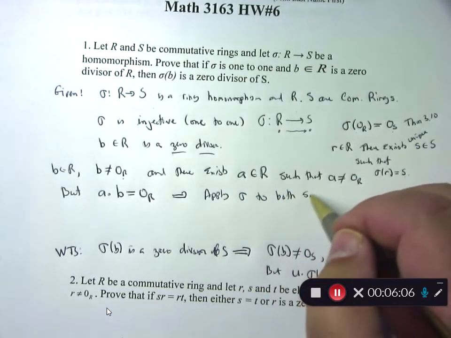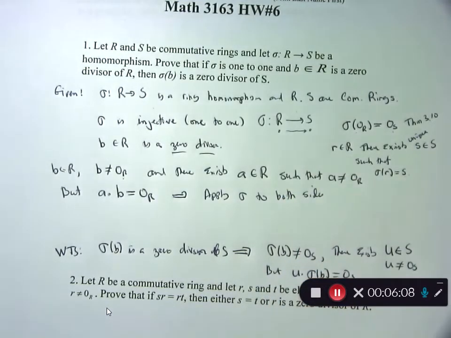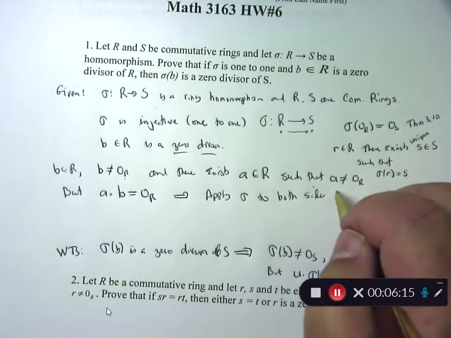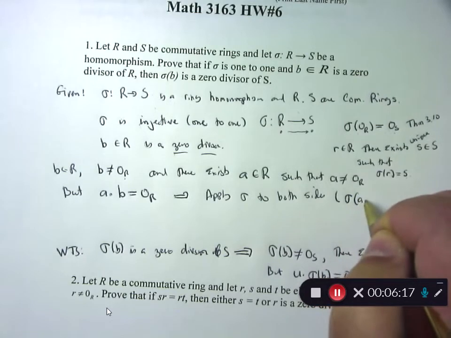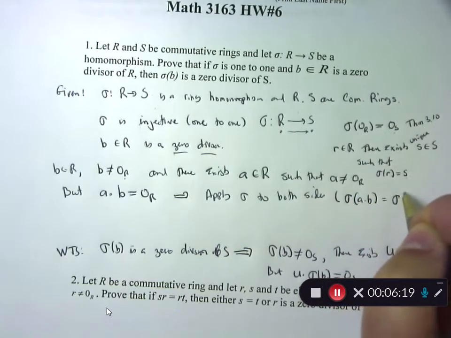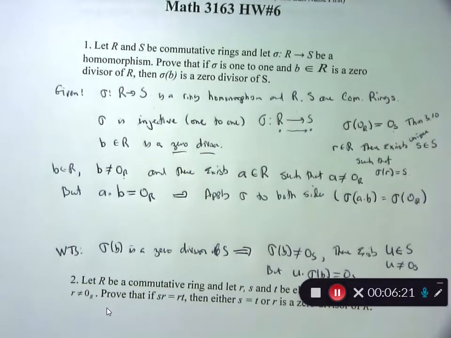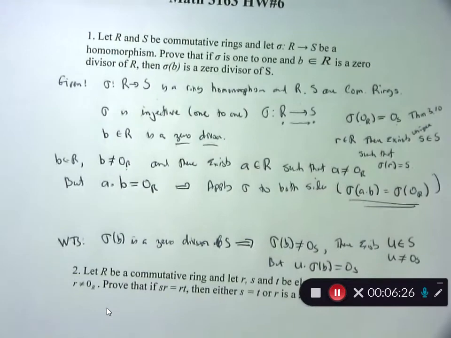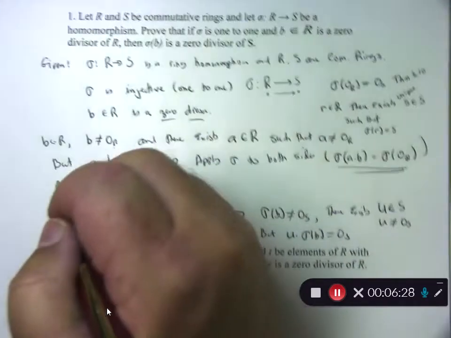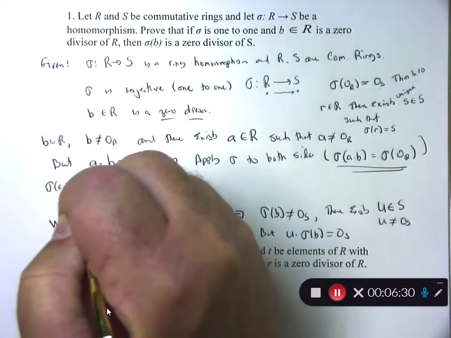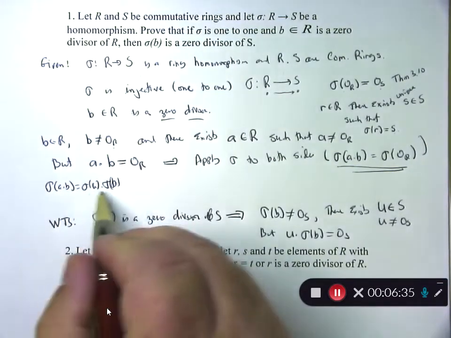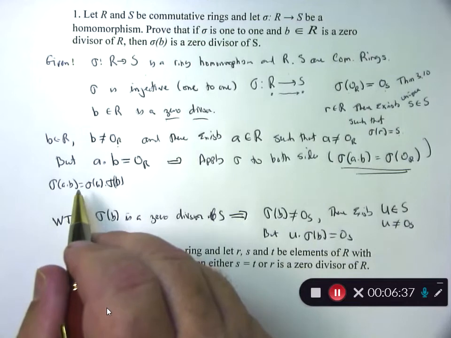Now, you remember sigma is a function, not an actual number you're going to distribute. You're going to apply sigma to both sides, and you end up getting sigma of a times b is equal to sigma of 0r. Now, that's what you need to play the game on. We know that sigma of a times b will be equal to sigma a times sigma b. What's my reasoning behind that? That is actually the definition of homomorphism.